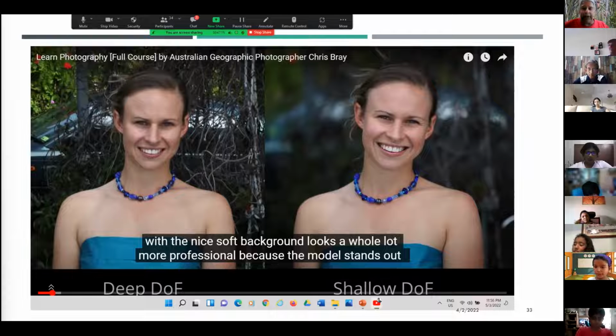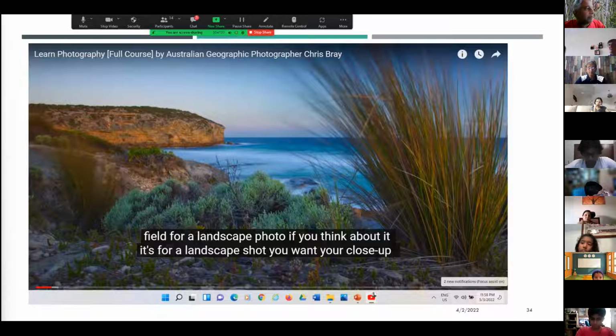So that gives you artistic control over the kind of pictures that you want to take, okay? So here is a picture of a landscape.